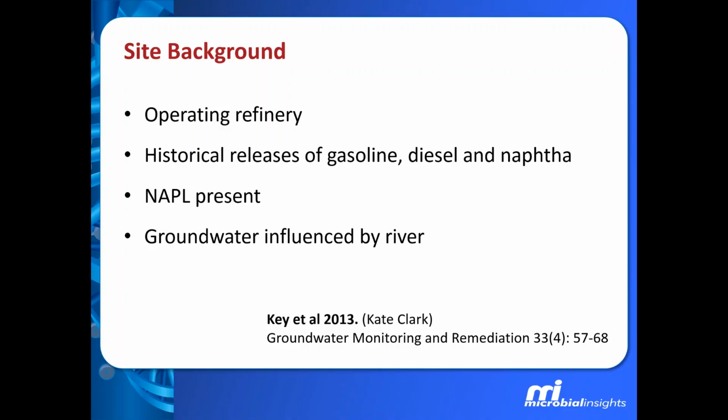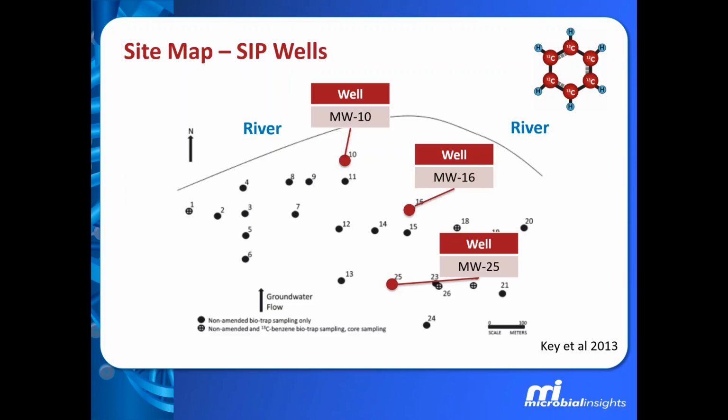This study, we give you a citation here if you would like to read more about this study. The first author here is Kate Key, now Kate Clark. Those of you that have called into Microbial Insights have probably talked to Kate. So in this particular study, it was a very large study, and we're only going to show you just a part of that study. But Kate looked at a number of different, I think it was 26 different monitoring wells at the site, using biotrap samplers and also doing stable isotope probing, where the probe was C13 labeled benzene.